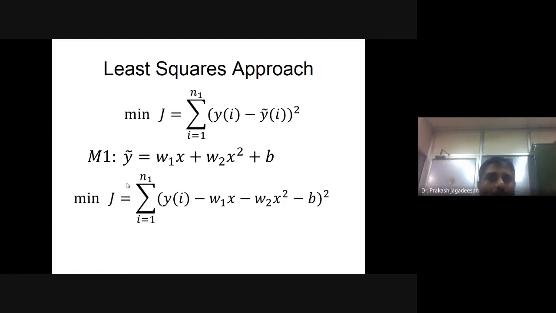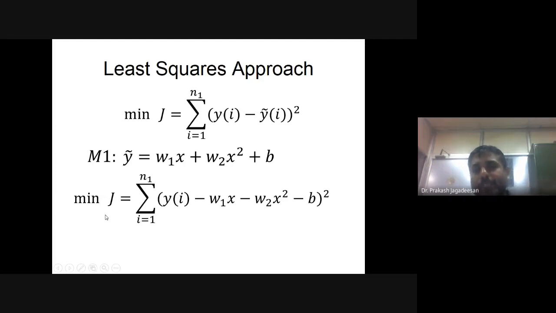So X is the input to the neural network, and Y tilde is the output of the neural network. Instead, I've assumed an explicit relationship W1 X plus W2 X squared plus B. So I'll plug in for Y tilde: yi minus W1 X minus W2 X squared minus B, the whole squared. Here the unknowns are W1, W2, and B. And X is of course known.